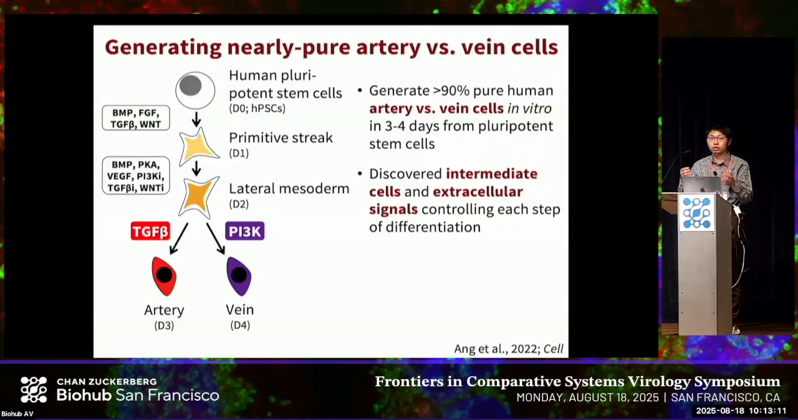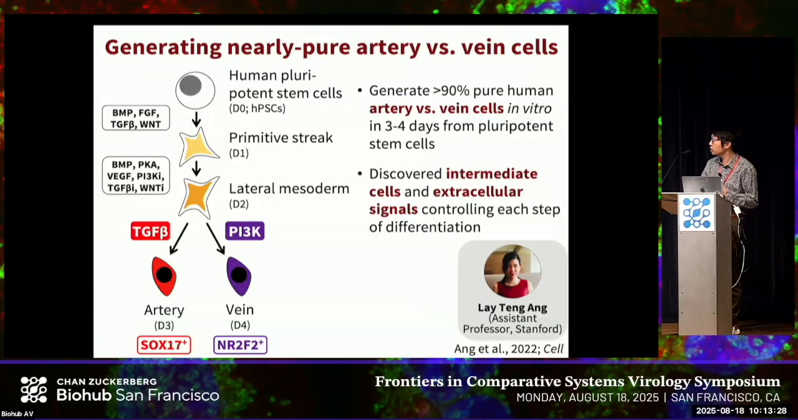So we control these signals to sharply guide cells down one path or the other. To track differentiation, we have to use markers. A transcription factor called SOX17 is an artery marker, and NR2F2 is a vein marker. Just keep this in the back of your mind, because those come up in the next 2 slides.